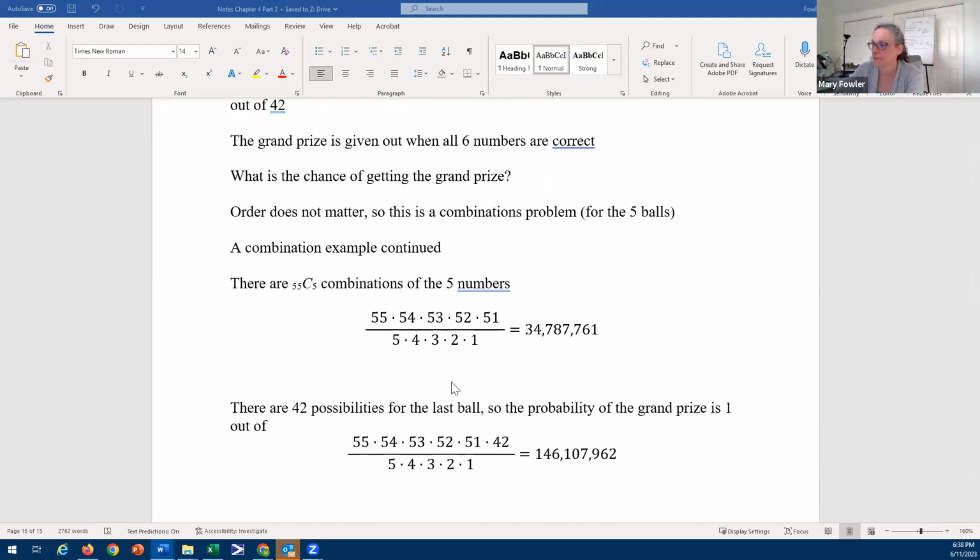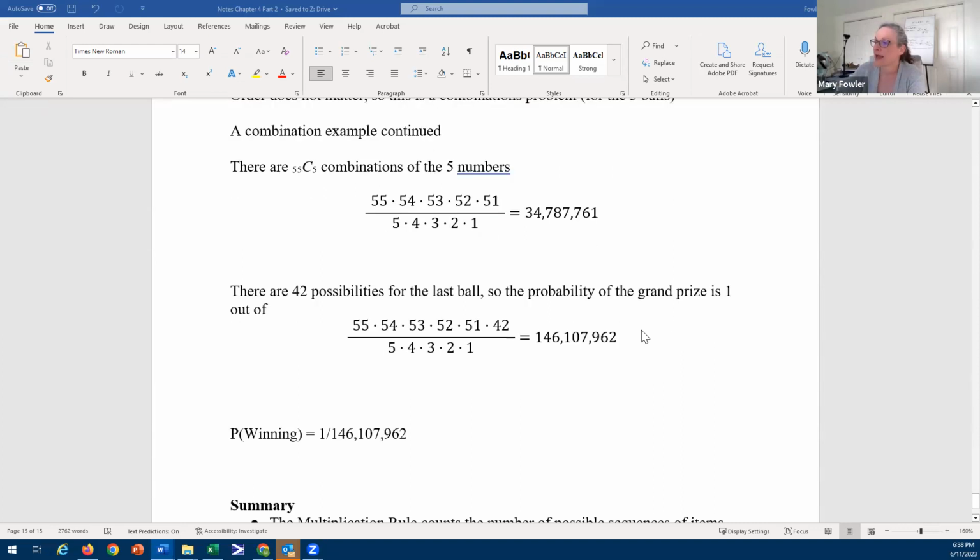Okay, so it's the same numerator here, then I multiply that by 42 and divide by the denominator. And so there are 146,107,962 different tickets. And what is the probability that one ticket wins? Well, it's going to be 1 over that very large number.